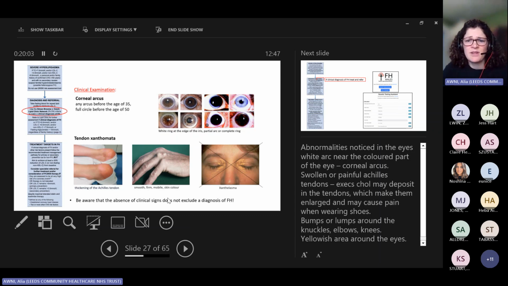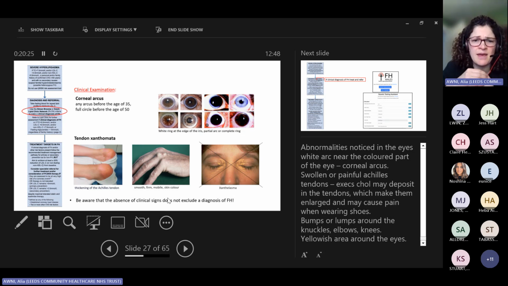Again, I ask about lumps and bumps in the back of the hands, around the knuckles, on the elbows or the knees. If there's anything abnormal, the patient will explain. And again, it can open different questions. They will say, oh, my joints are inflamed. I just try and explain, it's a buildup of the cholesterol on the tendon.